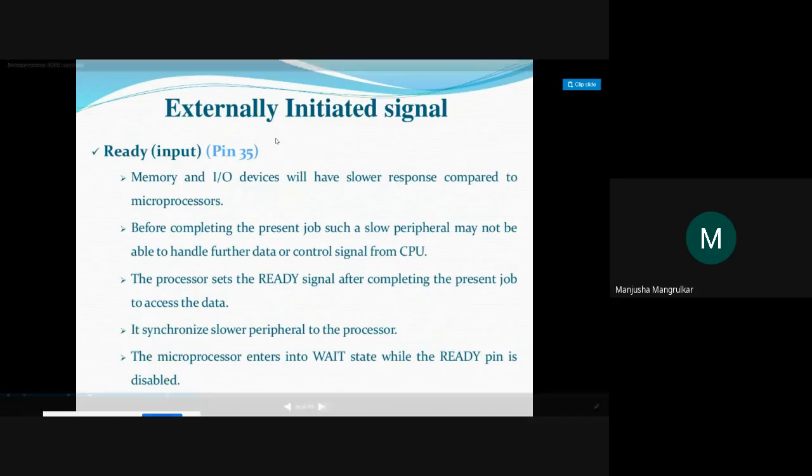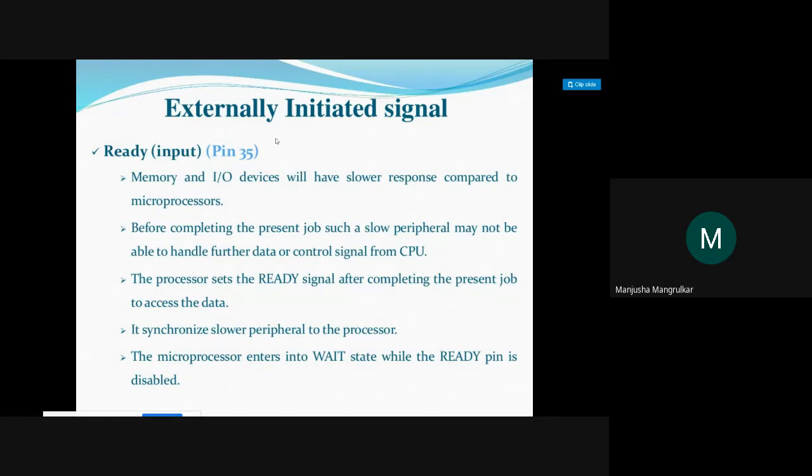So external initiated signals: READY. Ready signals are input signals to the microprocessor. Memory and input output devices have a slower response compared to the microprocessor, right? Even though we send the clock signals, still, before completing the present job, such a slower peripheral may not be able to handle further data and control signals from the CPU. The peripheral sets the ready signal after completing the present job to access the data. It synchronizes the slower peripheral to the processor, meaning it is synchronizing both.